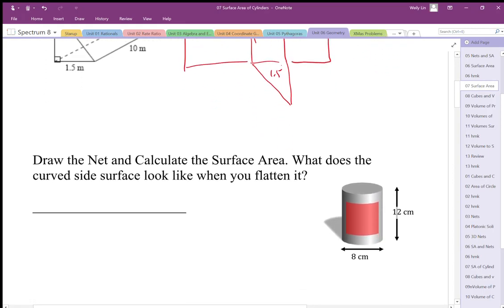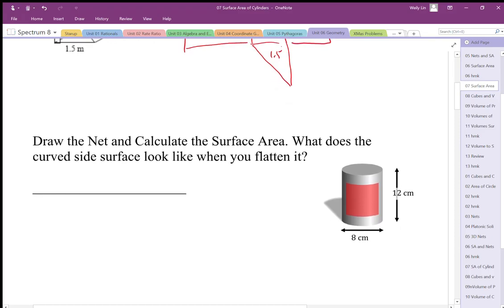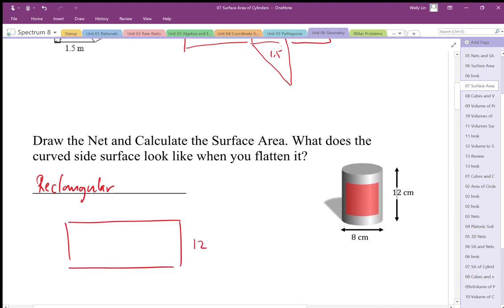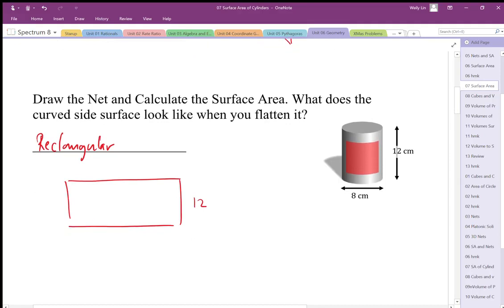So when we look at the cylinder, we've actually already done this before, but if we look at the curved side, like the label of this can, that is going to be a rectangular shape. Okay, so that it's going to be length times width. Well, we know the height is going to be 12 here. What's the width going to be? Well, that width comes from the circumference of this circle.